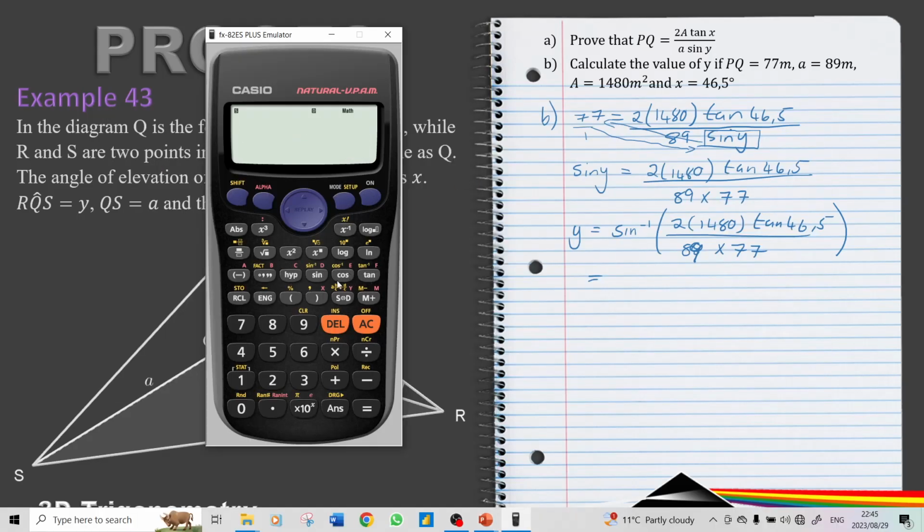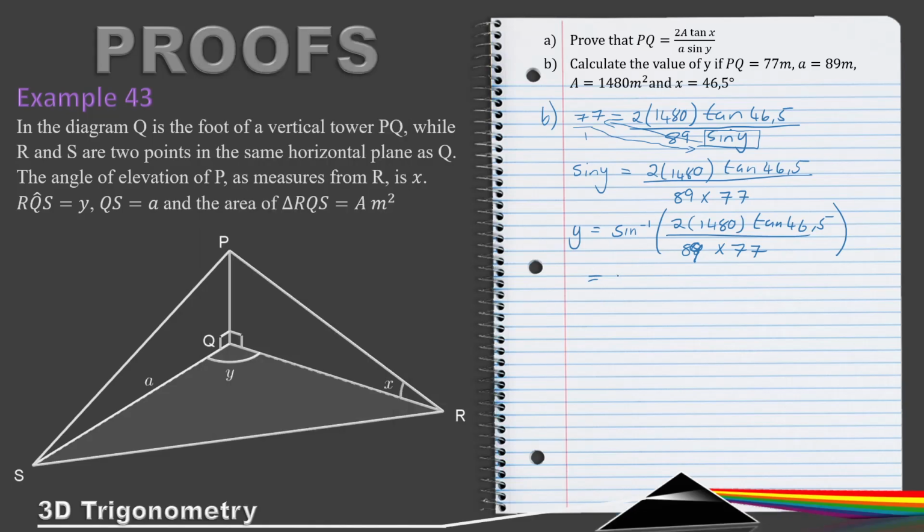Okay, and type it in. So we're going to say shift sine, 2 times 1480 times tan 46.5, over 89 times 77. Okay, so that's 27.08. And remember, y is an angle, which means it's in degrees.